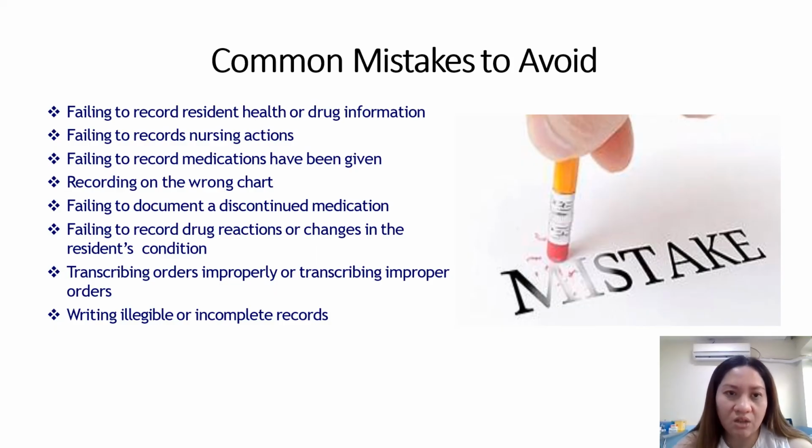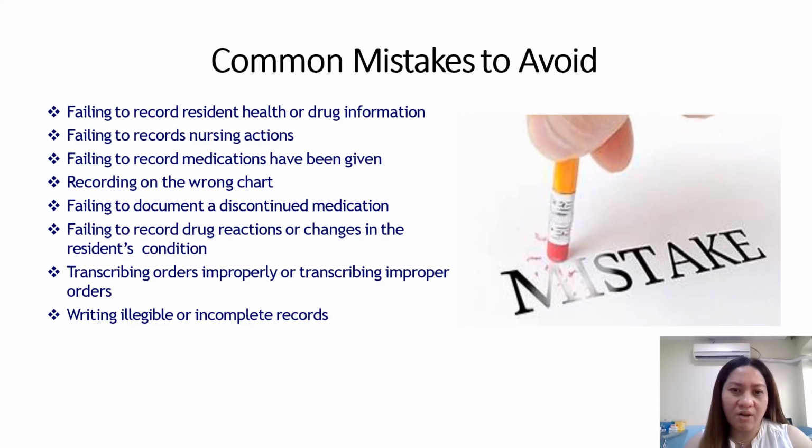Common mistakes: failing to record patient's health or resident health or drug information, failing to sign the medication sheet that you already gave the drug, failure to record nursing actions, failure to record medications that have been given, recording on the wrong chart. Oh my god, that's the wrong patient that you recorded in, that's a very big no-no. Failing to document a discontinued medication. So if that medication should not be given and you fail to discontinue it and the medication has been given all throughout the whole 8-hour shift, then that's a very big incident.